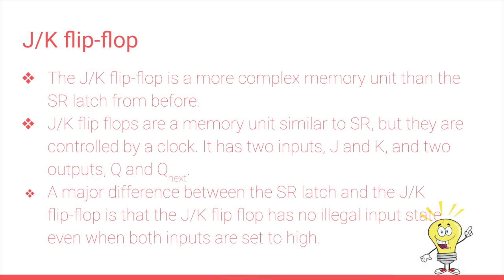The JK flip-flop is a more complex memory unit than the SR latch from before. JK flip-flops are a memory unit similar to SR, but they're controlled by a clock. It has two inputs, J and K, and two outputs, Q and Q next. A major difference between the SR latch and the JK flip-flop is that the JK flip-flop has no illegal input state, even when both inputs are set to high.